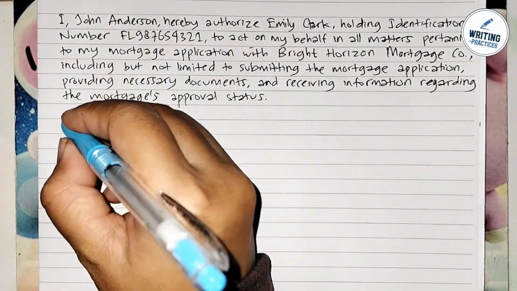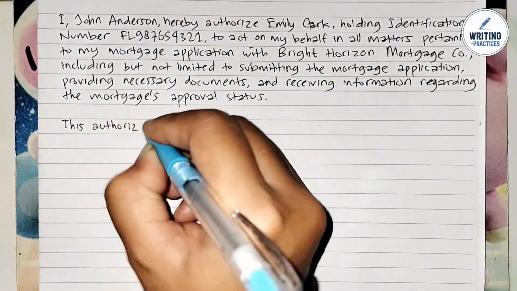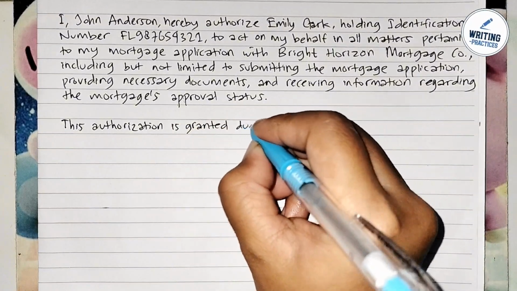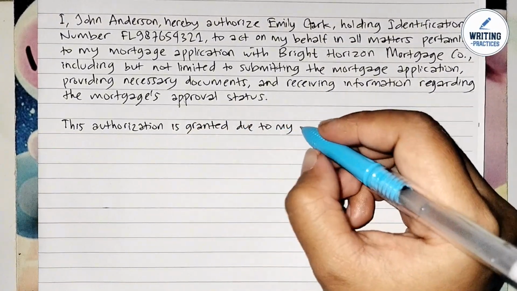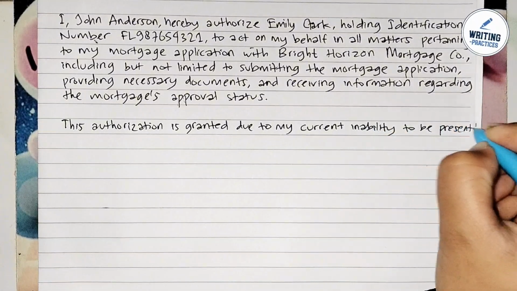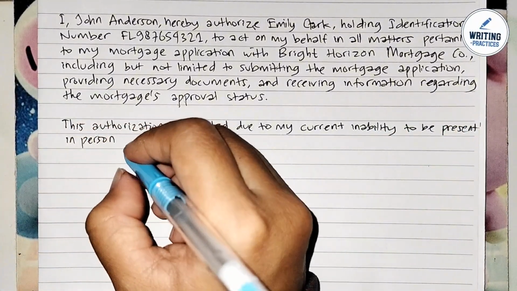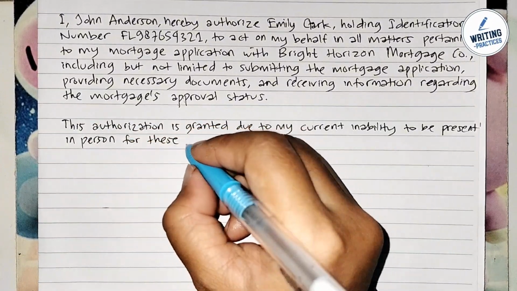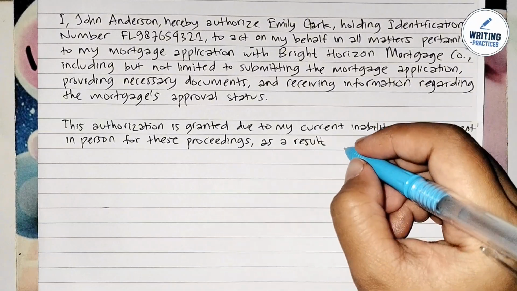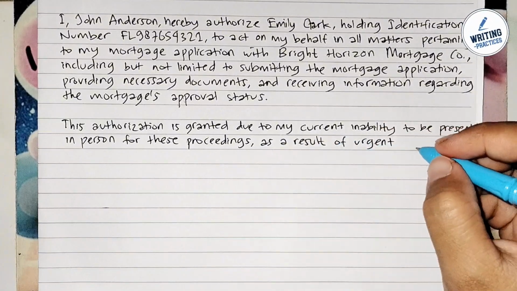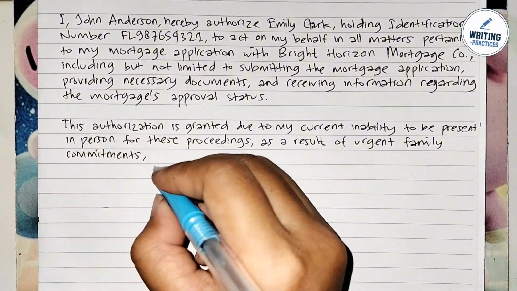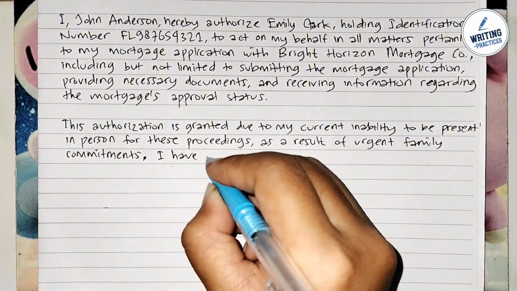In the second paragraph, write the reason for authorization. Here, you need to write explanation of circumstances. Provide the reason why you cannot handle the mortgage matters personally. For example, is due to urgent family commitments. This will be justifying the need for delegation. You don't have to mention it specifically. Here is the example. This authorization is granted, due to my current inability to be present in person for these proceedings, as a result of urgent family commitments.